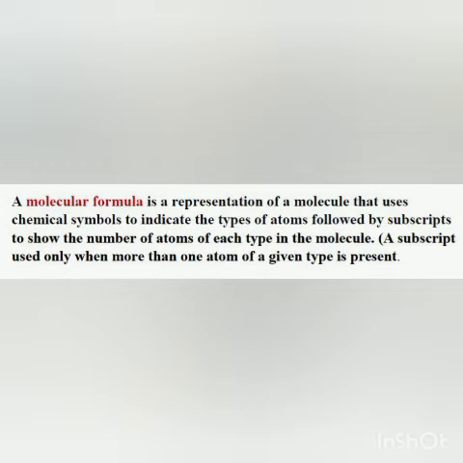So how will you show a molecule? That is shown by using a formula. The molecular formula is the representation of the molecule that uses chemical symbols to indicate the type of atoms, followed by subscripts to show the number of atoms of each type in the molecule. So what does the molecular formula show? It is the representation of the molecule, using the chemical symbols of elements, which shows the number of atoms. That is the molecular formula.